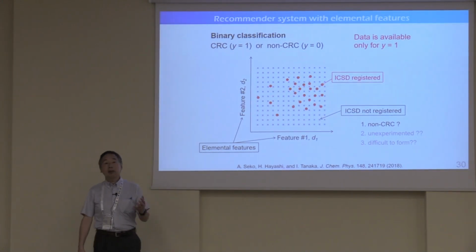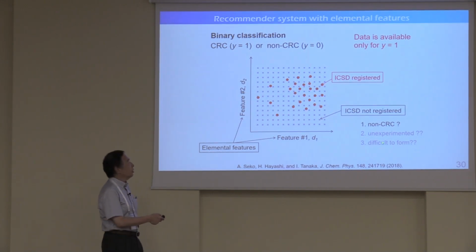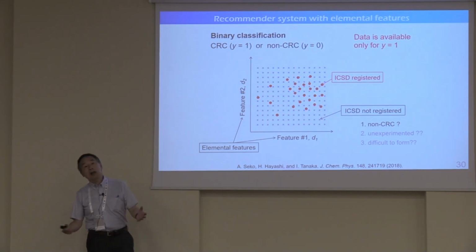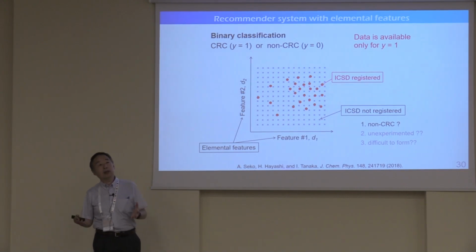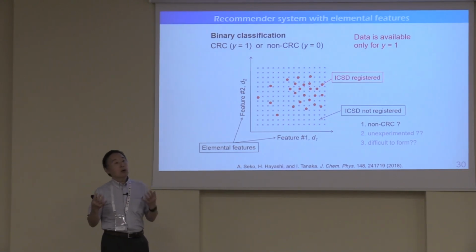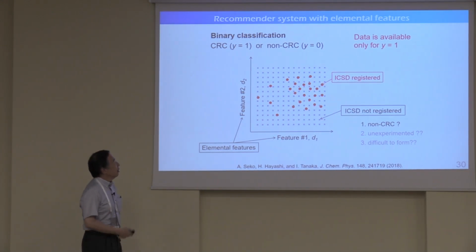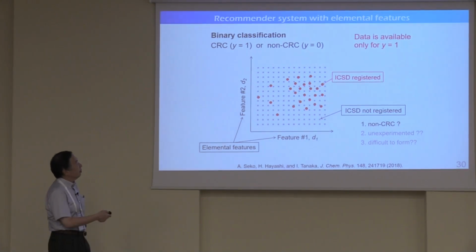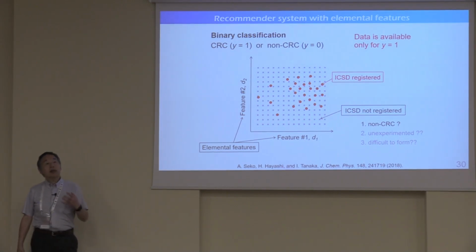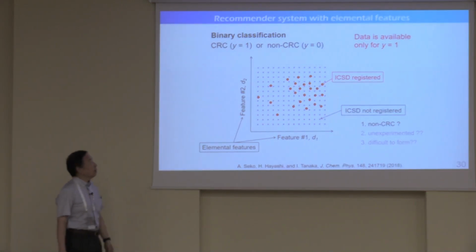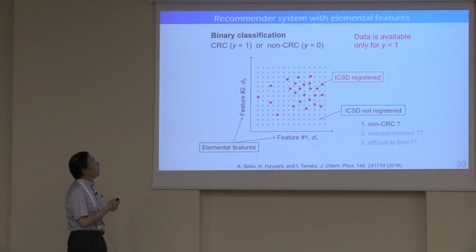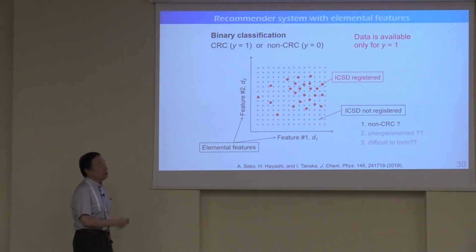Or somebody did the experiment, but it was difficult to form, like a material which needs really high pressure to synthesize, or sometimes a really special chemical technique to synthesize it. There are many other possibilities. So a grid point without any data need not be non-existent, but something different. But at the very beginning, we use this red data as score 1, and the other points as score 0.